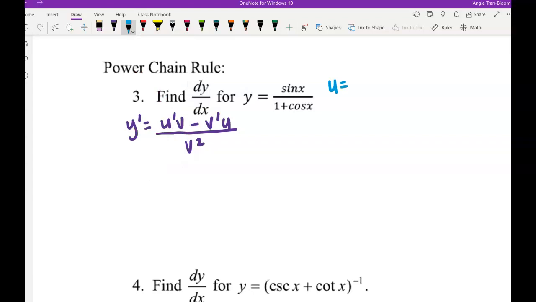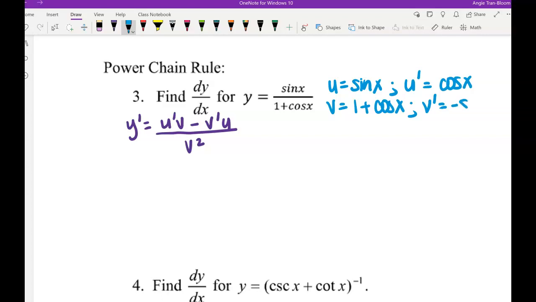So let u be the numerator, which is sine of x. Okay. So that means u prime is going to be cosine of x. v is going to be the bottom, 1 plus cosine of x. So v prime is going to be, well, the derivative of 1 is 0. The derivative of cosine is negative sine of x.